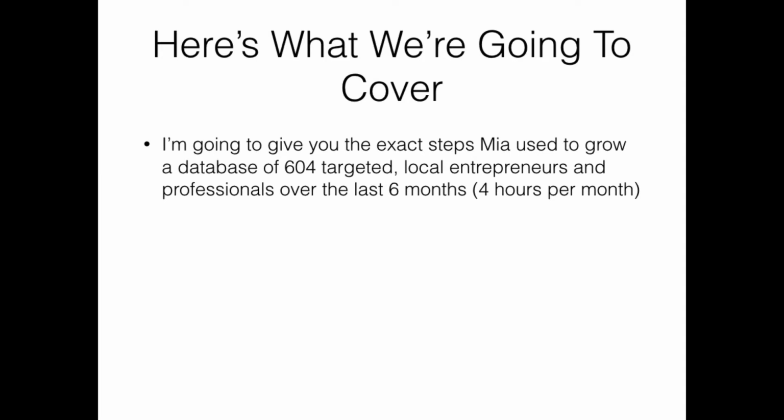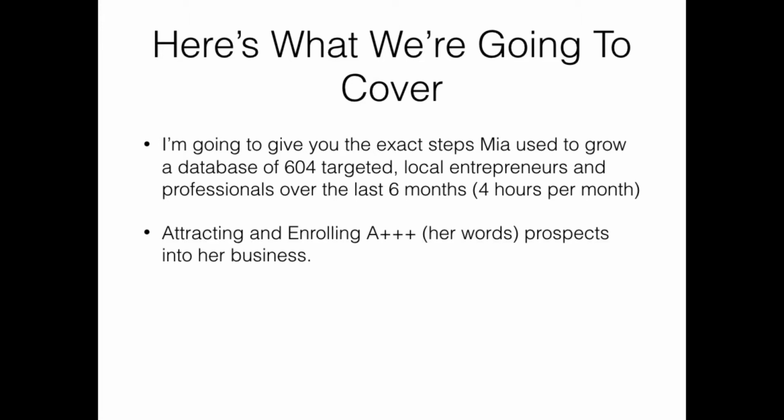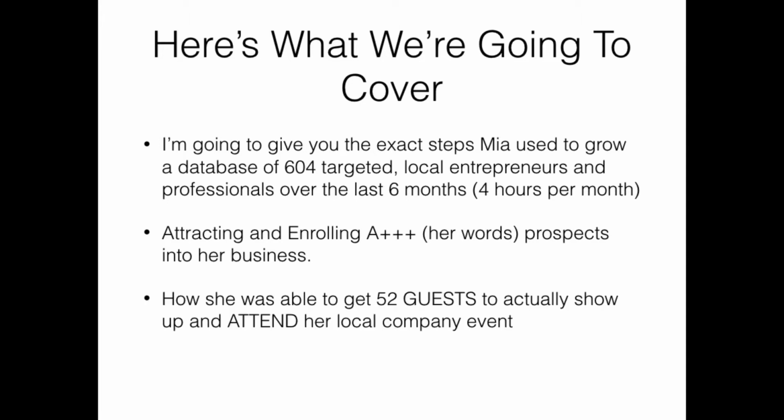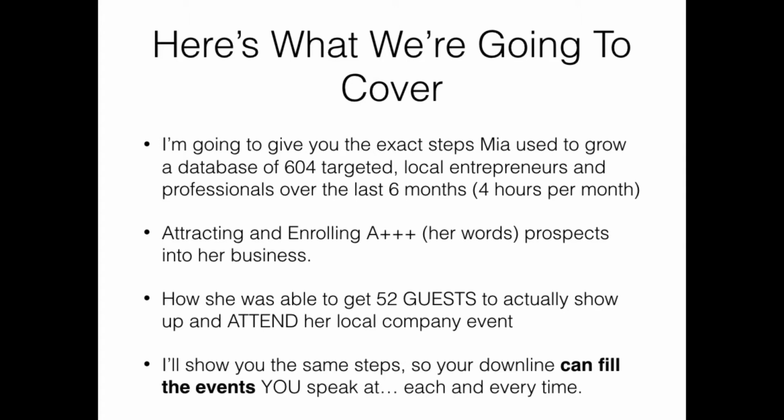So here's what we're going to cover. I'm going to give you the exact steps that Mia used to grow a database of 604 targeted local entrepreneurs and professionals over the last 6 months. She was able to do this working just a couple hours per month. I'm going to show you how she was able to attract and enroll her A++ prospects into her business, and how she was able to get 52 guests to actually show up and attend her local company events. And I'm going to show you the exact same steps that you can teach your downline so that they can fill events that you speak at each and every time.